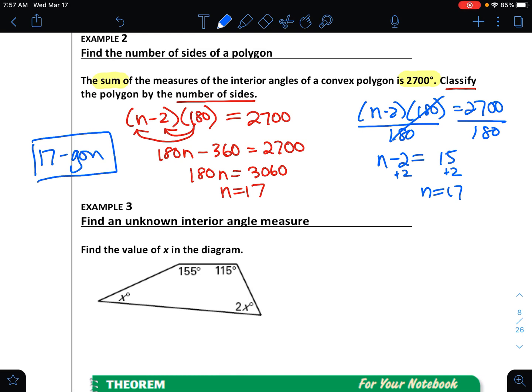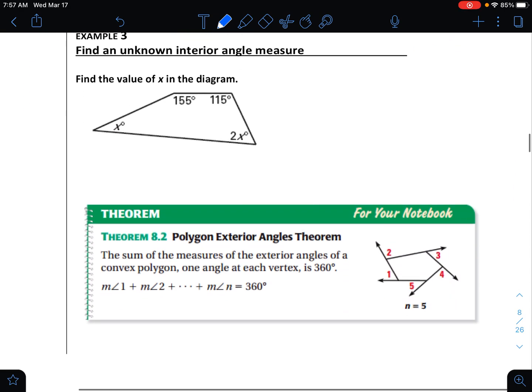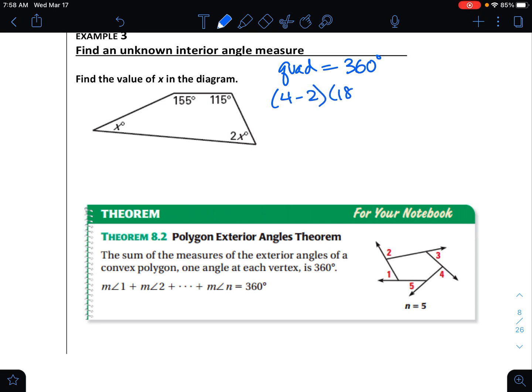Okay, I want you to pause and look at number 3. You are finding the value of x. When I look at this problem, I am going to add all 4 angles up, but I also need to set them equal to a number. If it's got 4 angles, it has 4 sides. This is a quadrilateral, and I know that quadrilaterals have 360 degrees total. If I didn't know that, I would run it through the formula n minus 2 times 180, and I would get 360 degrees. Now I need to add all 4 angles together.